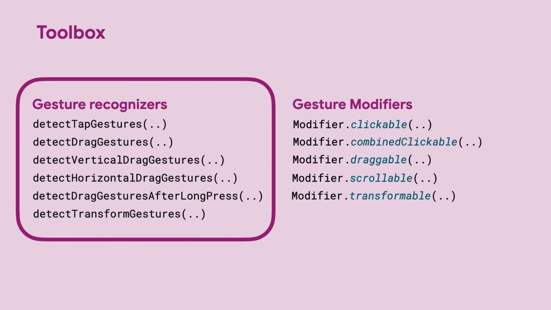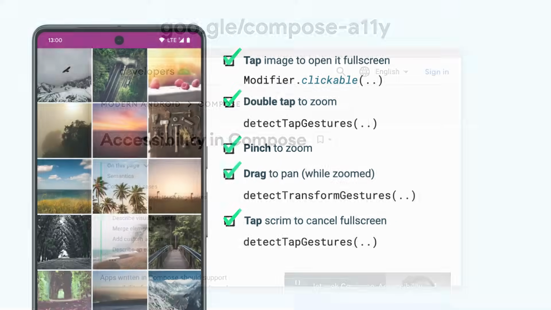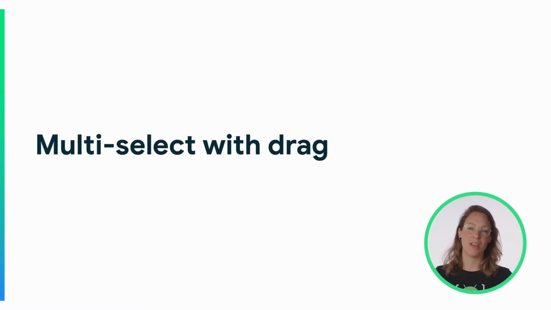So any gesture recognizers that you apply to your composables won't work out of the box. Instead, you have to configure the composable to explain to Talkback what it is you're trying to accomplish with this gesture recognizer. Let's check our requirements. The clickable modifier that we use to open photos full screen adds the necessary information. But the double tap to zoom, the pinch and drag to zoom and pan, and tap to cancel full screen won't work out of the box. Now, I won't go into detail on how exactly to add this behavior, but check out the documentation on accessibility in Compose that explains it in detail. And with this, let's move on to our next gesture.